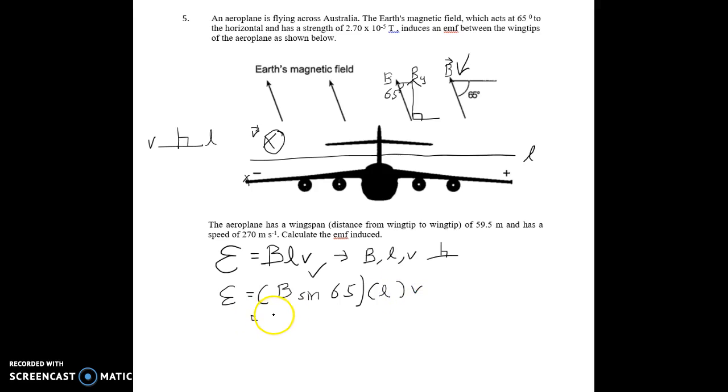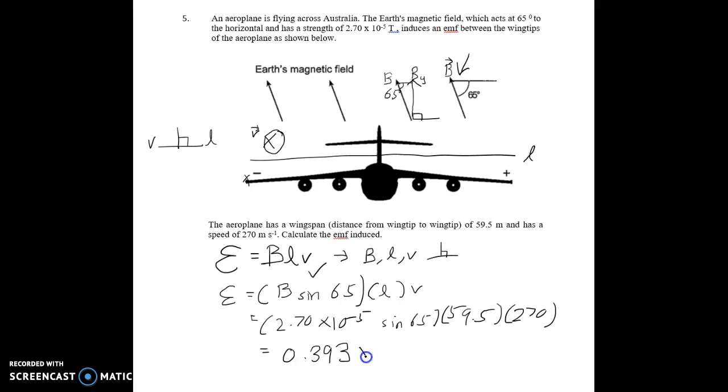Now what you need to do next is to substitute the value. So this is the B, resolved vertically upward, and the length 59.5, this one no need to do anything with it, and same goes for the velocity, no need to do anything about it, and the final answer shall be about 0.393 volt. Okay, so this is the magnitude of the EMF. This is what I'm concerned about. I'm not concerned about the direction of the polarity stated here. It's not my concern here.